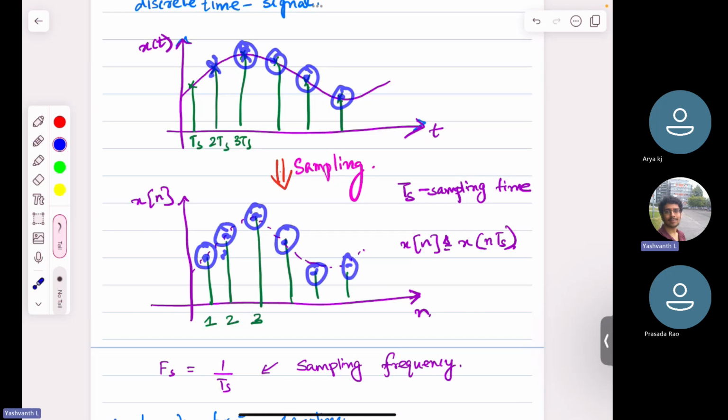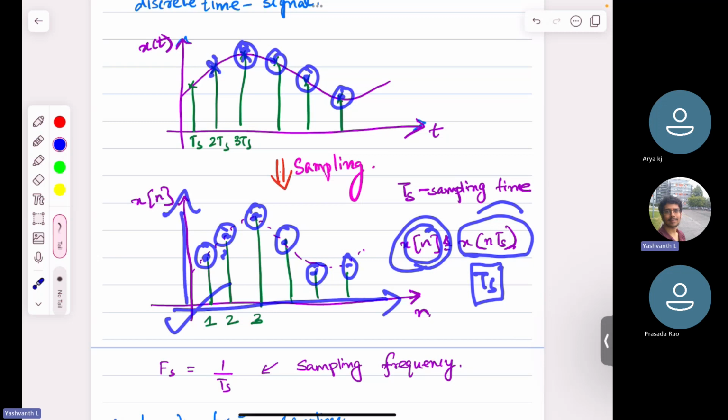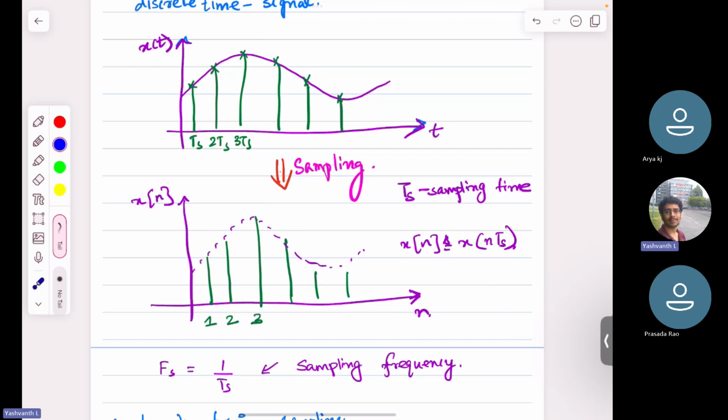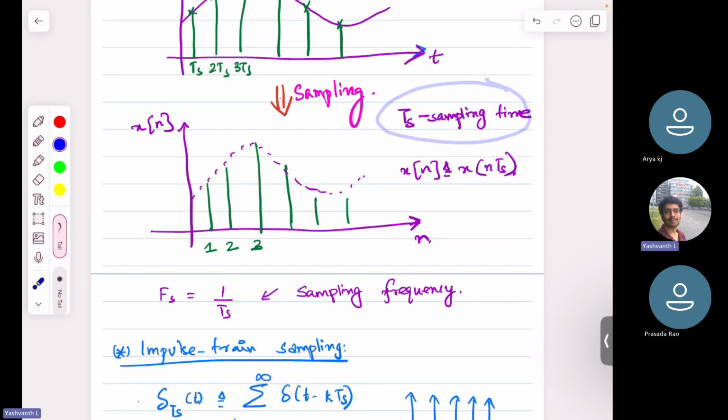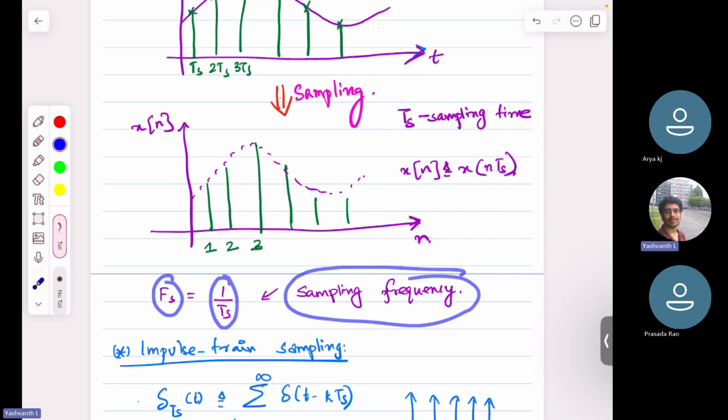So you get x of n, which is defined as small x of nTs. Ts is a fixed number that you choose, and x of nTs will be denoted as x of n. Now you see this is a discrete time signal because it is not defined for any time, it's only defined for specific discrete values of time. This is called sampling of a continuous time signal to get a discrete time signal. Now let's say Ts is the sampling time. Then you can define Fs equal to 1 by Ts, which denotes the sampling frequency of your signal. So 1 over Ts is the sampling frequency.